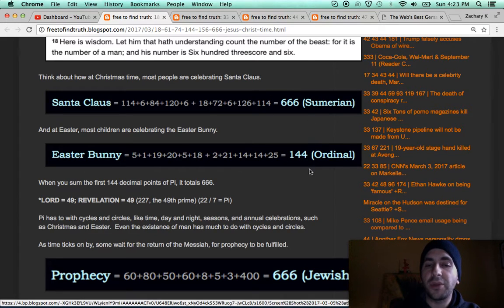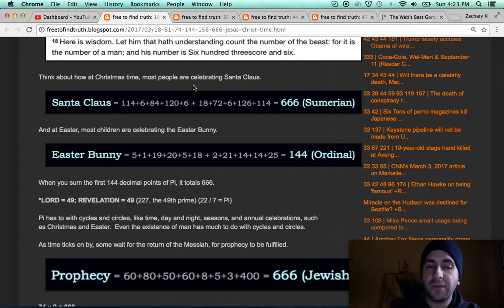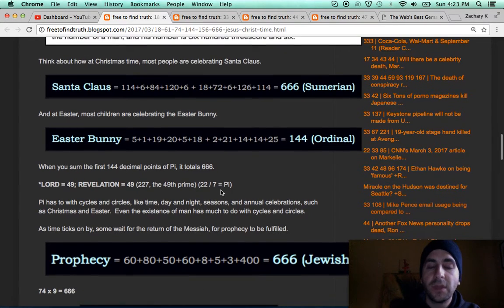In Revelation, both of these numbers are mentioned, 144 and 666. They have a relationship in time. Pi, which you learned about in geometry class, is used to calculate the area or the circumference of a circle. If you count the first 144 decimal points of pi and add them together, they sum to 666, the first 144 decimal points. Think about pi and cycles and circles and seasonal celebrations such as Christmas and Easter.